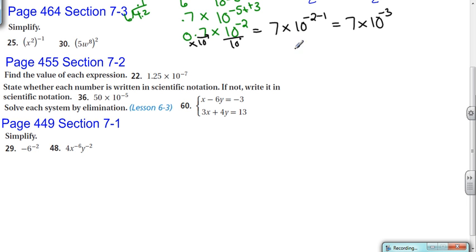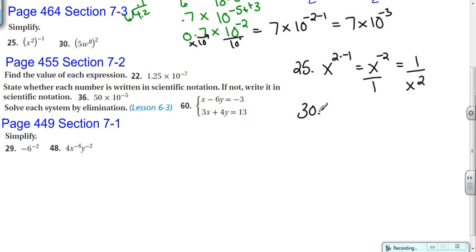Okay, page 464, number 25. When you have an exponent on the inside of parentheses and an exponent on the outside of parentheses, they get multiplied. So 2 times negative 1 is negative 2, but you can't leave a negative exponent, so you flip upside down and you're going to have 1 over x to the positive 2nd.